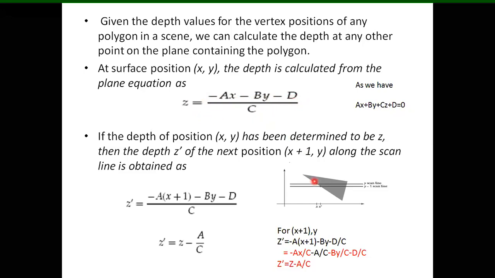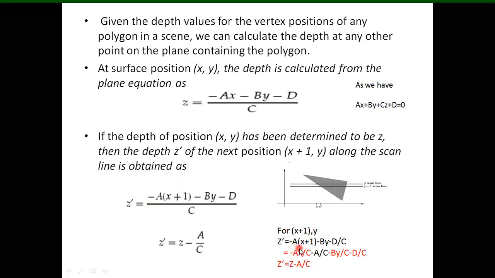Next, for the next pixel, I need to calculate the z value. How do I calculate it? For the next pixel, x will be incremented by 1 and y remains the same. Because from here I am moving to the next pixel, x is incrementing, not y. So x becomes x + 1 and y remains the same. So z' is equal to -(a(x + 1) + by + d) / c. Instead of x, I replace it with x + 1. So finally, what happens for x + 1, y?